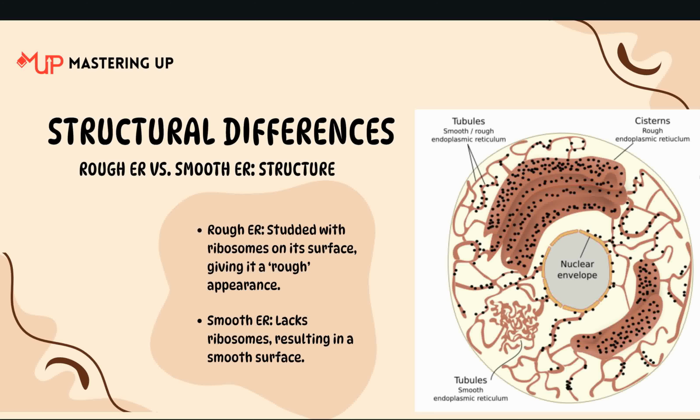In the illustration, you can see the cisternae and tubules of the endoplasmic reticulum. You can see the surface of the rough endoplasmic reticulum covered with black dots, which represent the ribosomes. Down below that, you can see the tubules, which lack the ribosomes. These are the smooth endoplasmic reticulum.